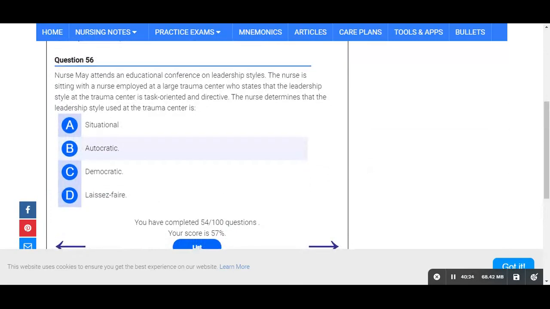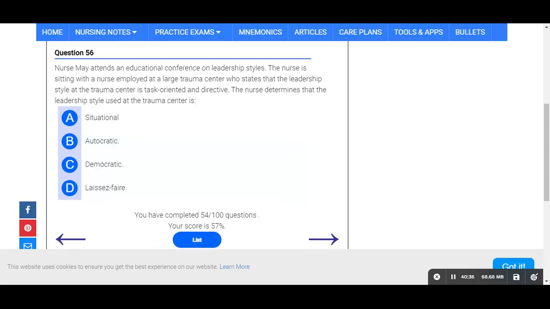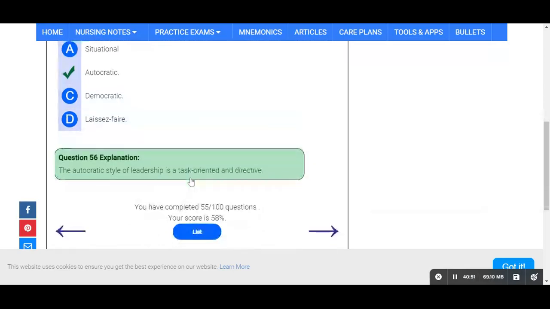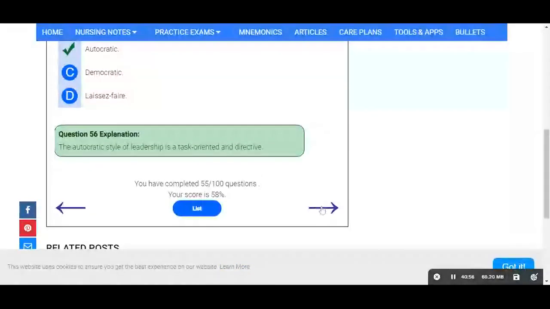Now, next one. A nurse may attend an educational conference on leadership styles. The nurse is sitting with a nurse employed at a large trauma center who states that the leadership style at the trauma center is task-oriented and directive. The nurse determines that the leadership style used at the trauma center is autocratic. Autocratic style of leadership is task-oriented and directive. That is true. I remember reading about that.